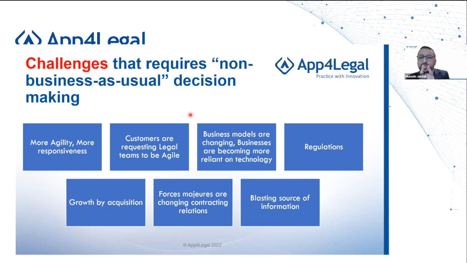And for you to be able to take these kinds of decisions, you need to take one step back and put all the variables on the table and then start thinking about how we should draw the new puzzle. How should we finalize the new puzzle, right? We need to have answers. So force majeure events are changing contracting relationships and so on and so forth. I'm not gonna waste a lot of time on this, but the objective of this slide is just to tell you that sometimes you need to take non-business as usual decisions. You need to get out of the comfort zone of daily decisions to the place where you should really take strategic, long-term decisions.